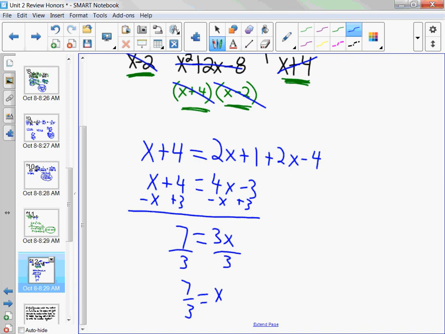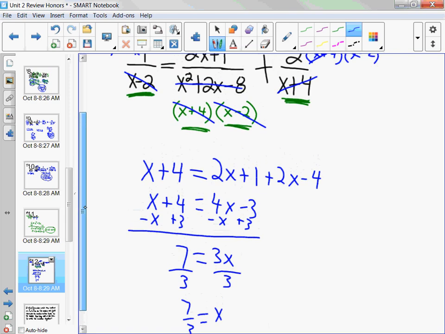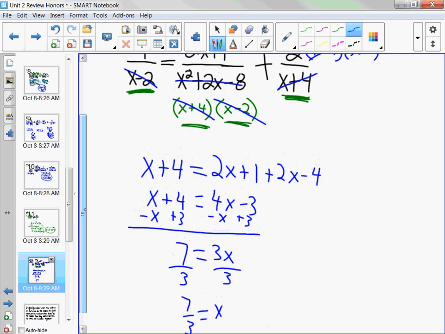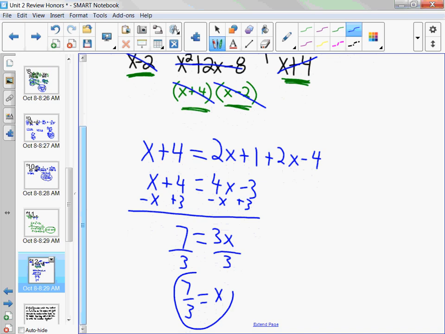Okay, so if I check for extraneous solutions, all I have to do is check the x minus 2 and x plus 4. Neither one of them is going to make 0, so 7/3 is not extraneous. That is the answer.